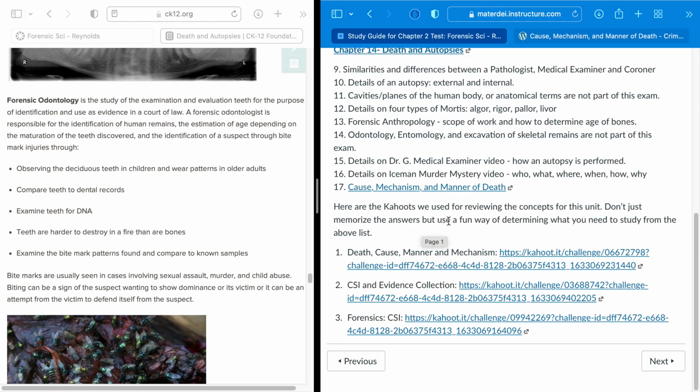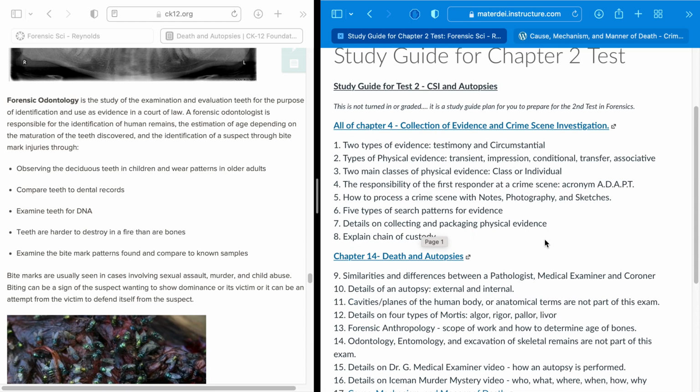I've given you 3 Kahoots right here, one on death, cause, and manner and mechanism, CSI and collecting evidence at a crime scene, and crime scene investigation. Just a fun way of determining how ready you are after looking over this information. Don't just play these several times and think that you're memorizing questions and answers, because the test will ask them a little differently, but you can use those just to help yourself with the overall scope.